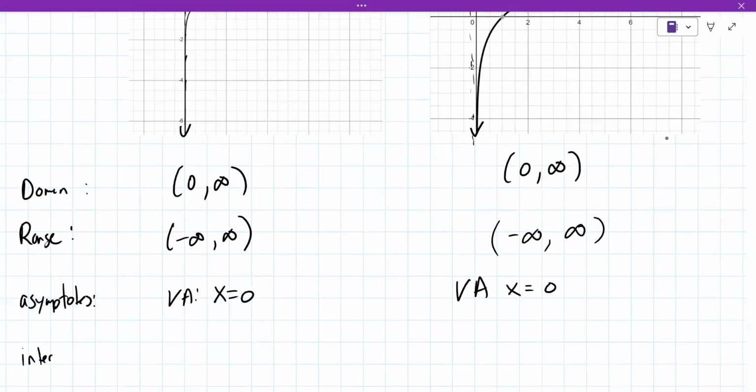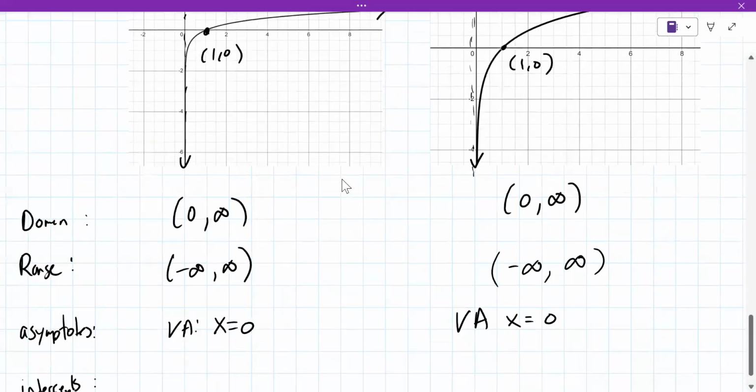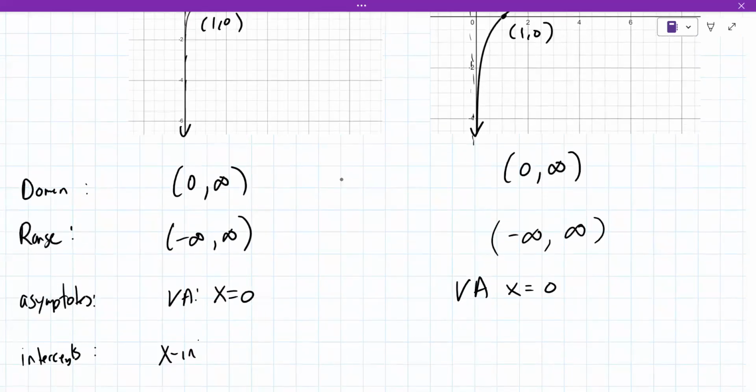Intercepts now. These both have an x-intercept. Kind of hard to see, but it's at (1, 0) and at (1, 0). So they both have an x-intercept at (1, 0). Okay.